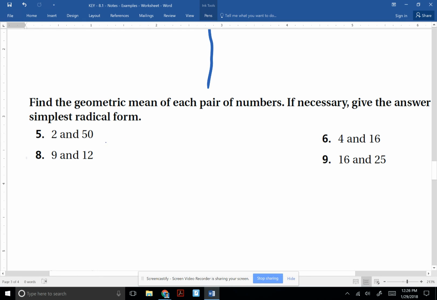Okay. So the geometric mean of two numbers A and B would be this, and that's sort of derived from the fact that we could say A over X equals X over B, right? The geometric mean. So in this case, the geometric mean of these numbers is just going to be radical 2 times 50, right? Which is just going to be X equals radical 100, which is just going to be 10, all right?